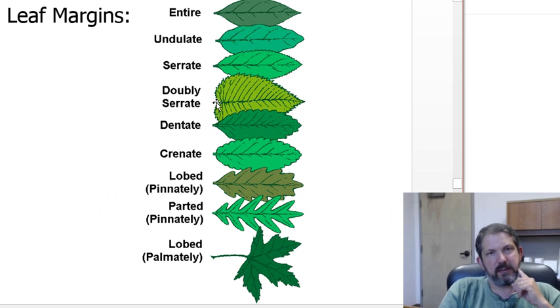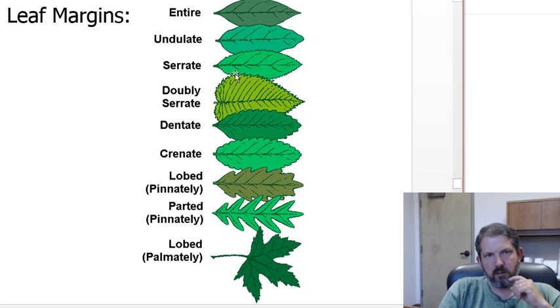Leaf margins. This is okay. Here's a leaf. Just an entire leaf, and it's just got this smooth margin. The edge of this one, the margin of this one, is undulating. It's a little waviness. This one is serrated, like a saw blade. This one is doubly serrate. It's a saw blade that has a tooth within a tooth sort of thing.